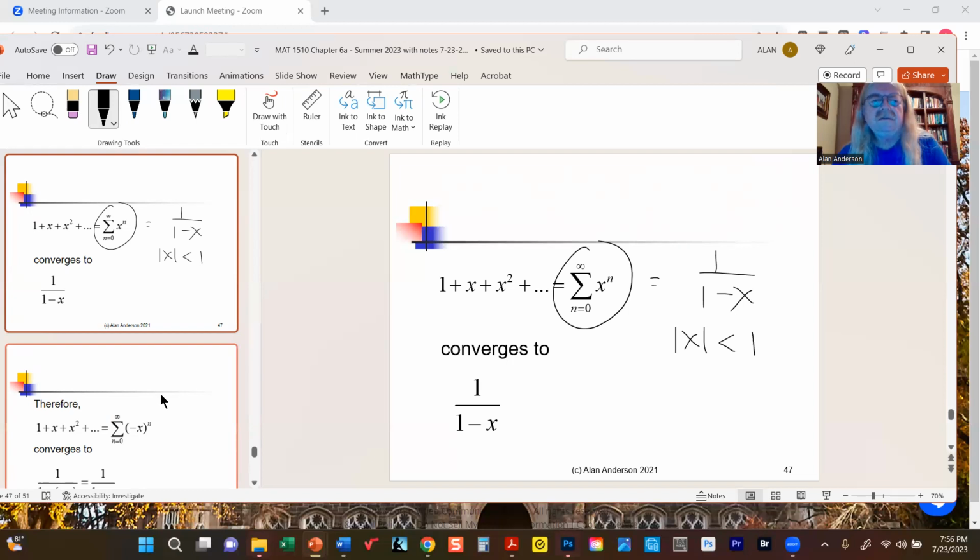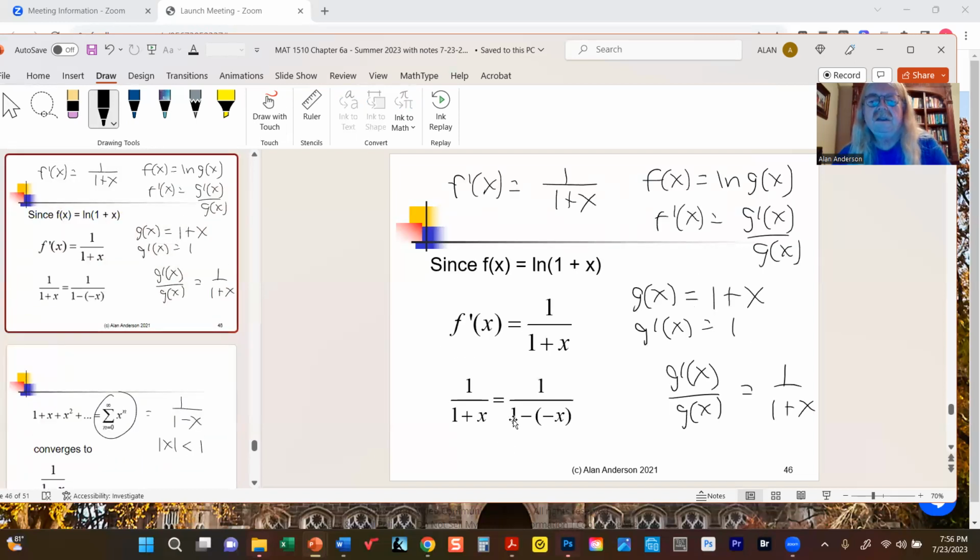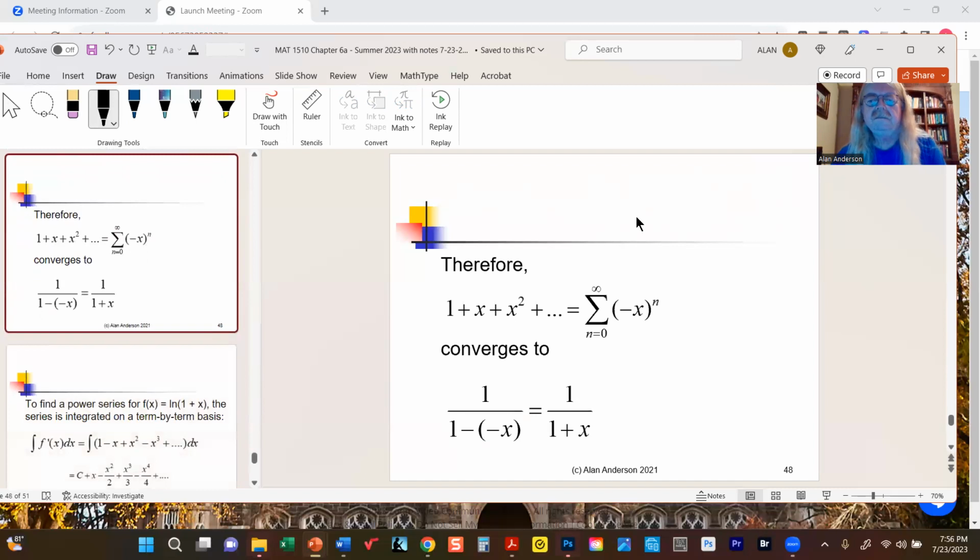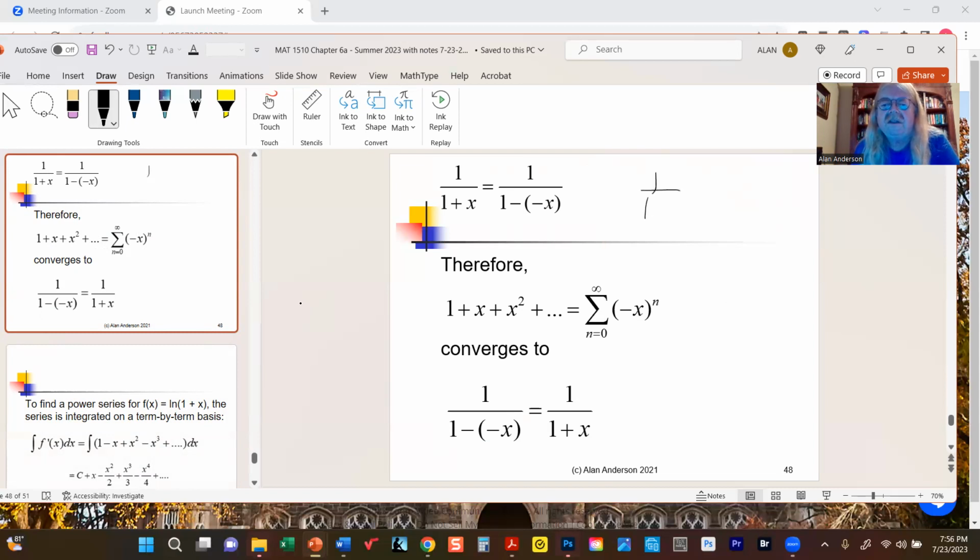Well, if that's the case, what happens to this one? Let's find out. So that means that 1 over 1 plus x converges to, not the sum from n equals 0 to infinity of x to the n, but minus x to the n. Okay.